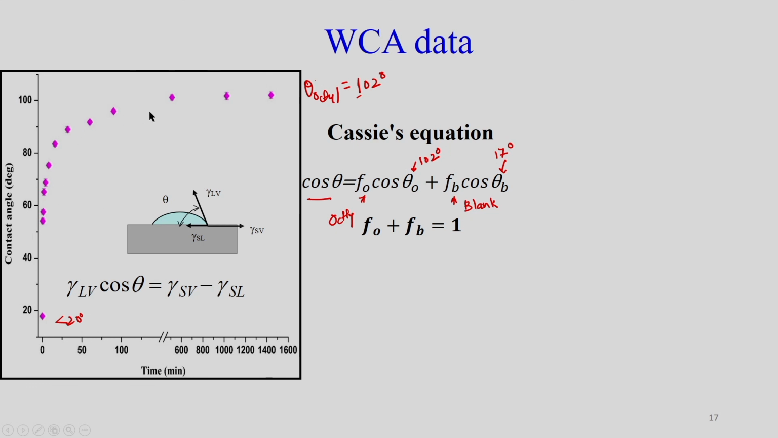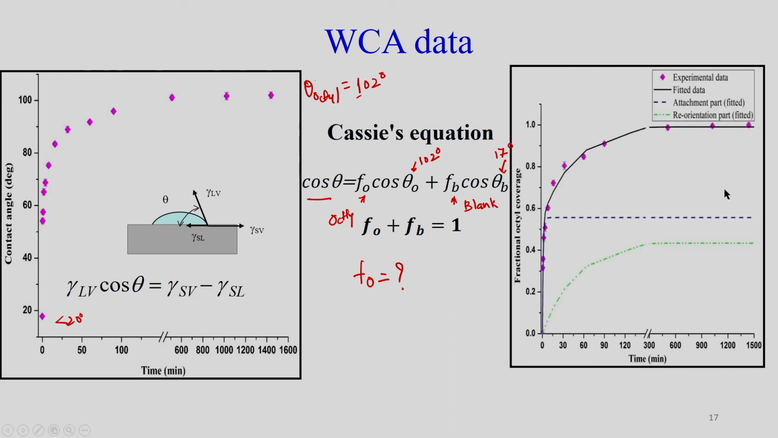So, if you have measured the contact angle with time, then from this contact angle data we can find the value of F_O, meaning the fraction of octyl group on the surface, and we have calculated this and plotted it here. So, what we found is the fraction of octyl coverage is again increasing with time and it is reaching a plateau. It means at this point it is 100% octyl group, 100% F_O.